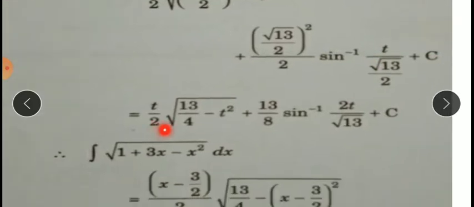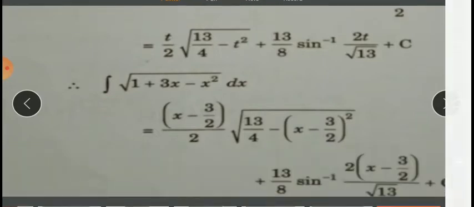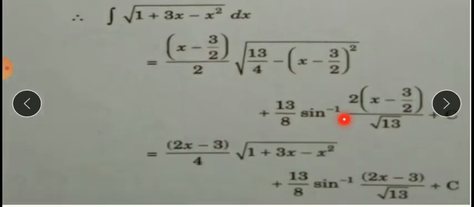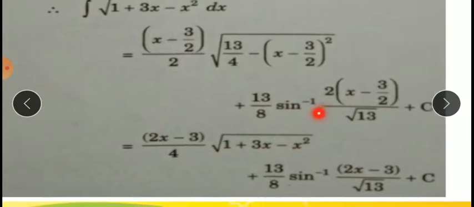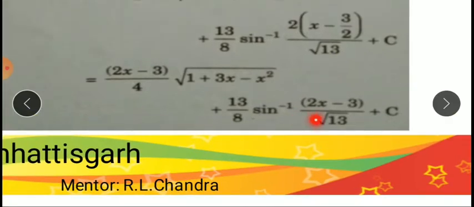This is equal to t by 2 root of 13 upon 4 minus t square, plus 13 upon 8 sin inverse 2t upon root 13. Substitute the value of t. T means x minus 3 by 2 upon 2. Substitute here also the value of t. We are getting this term. Now solve this one. After solving we get this part, plus constant of integration.